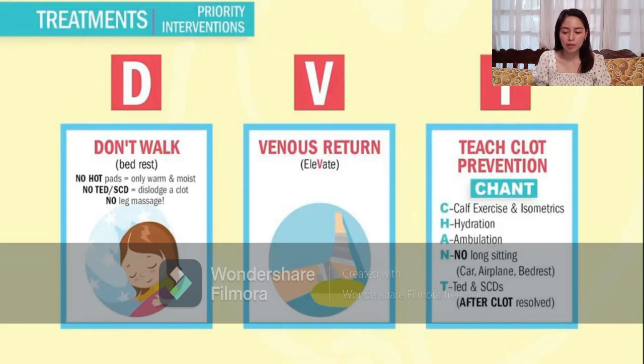A is for ambulation, so moving that blood around. Walking is always the best way. N is for no long sitting, which happens in cars, airplanes, and bed rest. T is for TED and SCDs. This is only after clots are resolved. This helps move blood back up to the heart, stopping the pooling of blood, also known as stopping the stasis of blood, where it stays just in the legs.